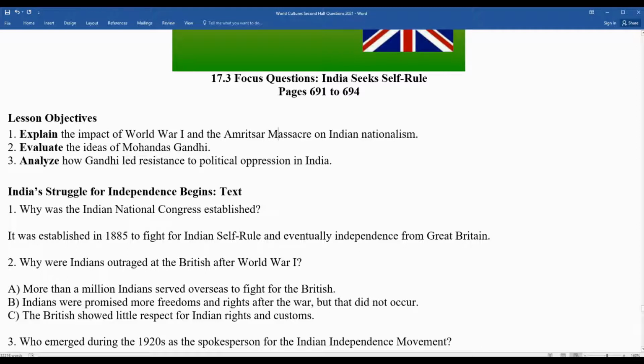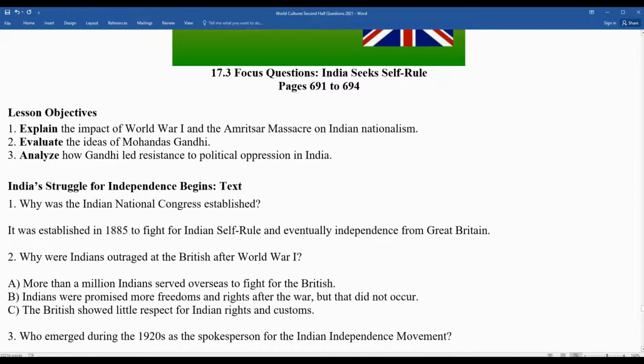That did not occur. The Brits showed little to no respect for Indian rights and customs, and Great Britain continued to operate off the perspective that the Indian colony and any of their colonies were there for their own exploitation and their own use, and not necessarily any real interest in the individual rights and freedoms of citizens.